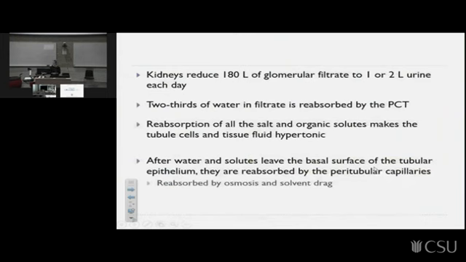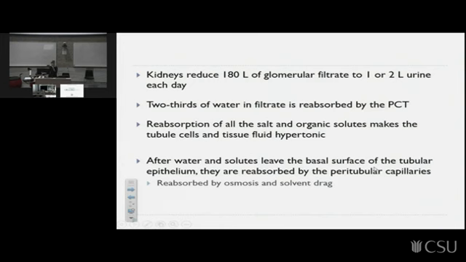Kidneys reduce 180 litres of glomerular filtrate to about 1 to 2 litres of urine per day. Two thirds of the water in the filtrate is reabsorbed by the PCT, the proximal convoluted tubule, and reabsorption of all salt and organic solutes makes the tubule cells and tissue fluids more hypertonic. Hypertonic means there are more solutes in the fluids of the proximal convoluted tubule.